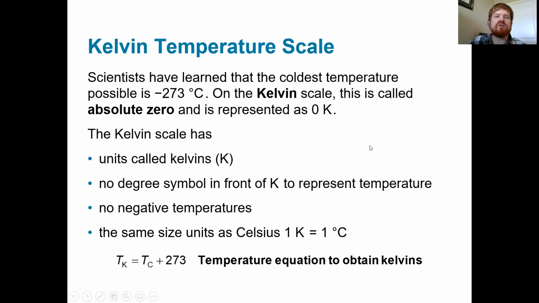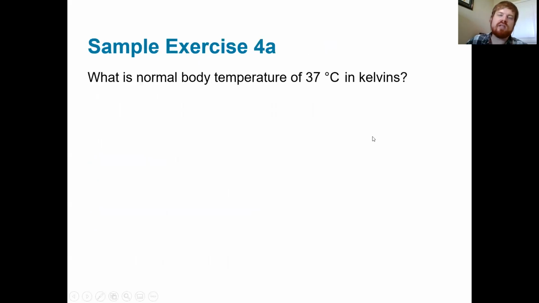calculations in the future. Okay, so let's go ahead and do sample exercise 4. We have two different temperature conversions. Let's go ahead and give it a shot. So what is normal body temperature of 37 degrees Celsius in kelvins? Go ahead, convert Celsius to Kelvin, give it a shot, and we'll go over the answer here when we come back. So go ahead, pause.